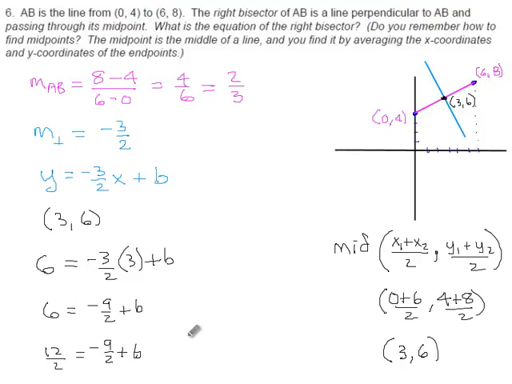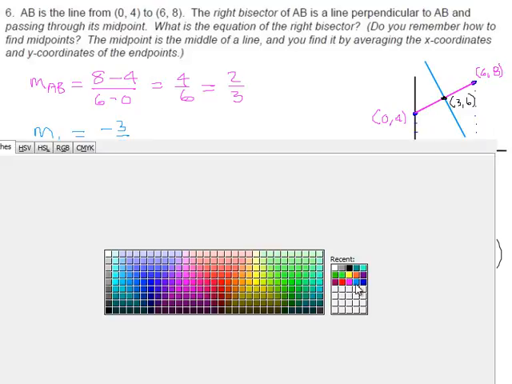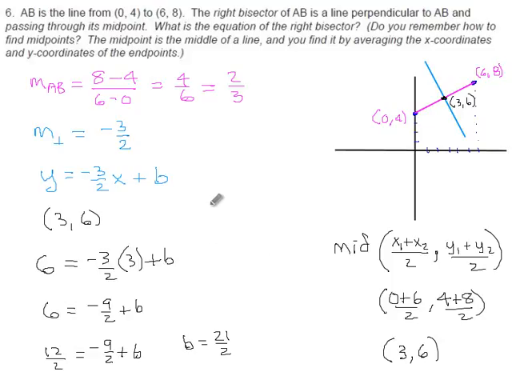12 over 2 plus another 9 over 2 makes b 21 over 2. And so our finished line, the perpendicular bisector, is going to be y equals minus 3 over 2x, we knew that part, plus 21 over 2.